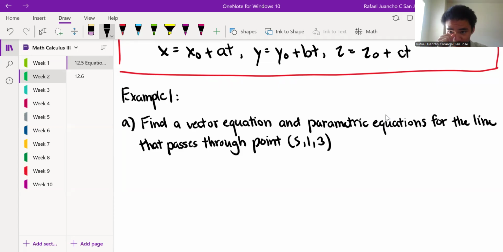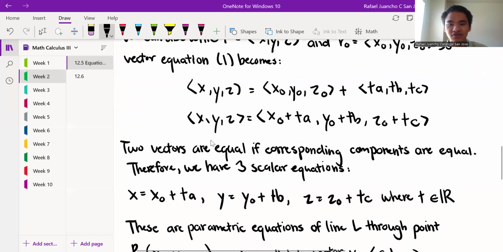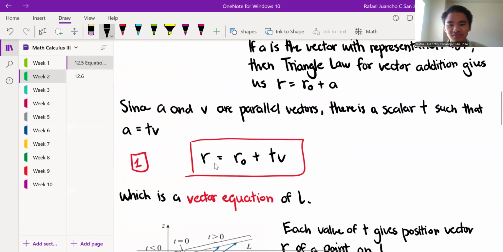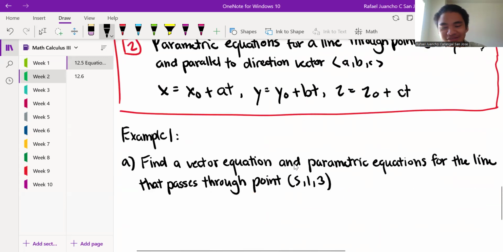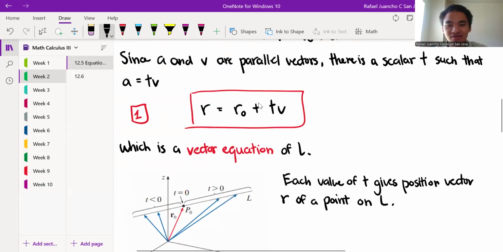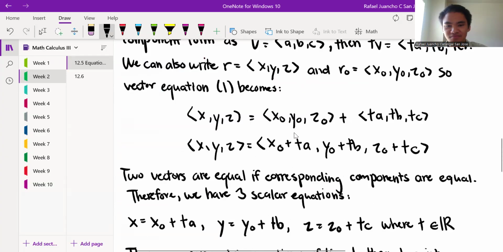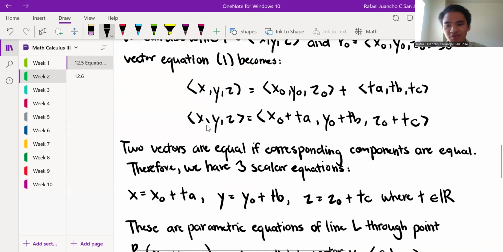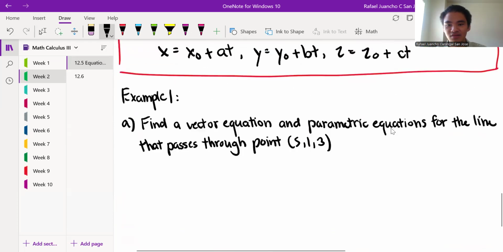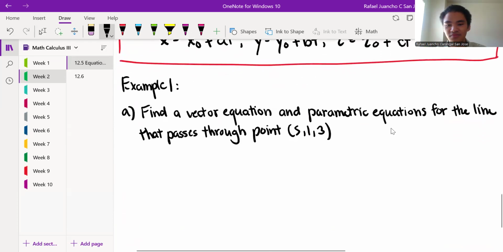Okay. So here we actually just use the formula that we got. So a vector equation is this right here. R equals R naught. I'm going to try this on my own first before looking at the answer. R equals R naught plus tv. And to be more specific, x, y, z is x naught plus at, y naught plus bt, z naught plus ct. These are parametric equations of x, y, z. Okay. So this is our initial point.